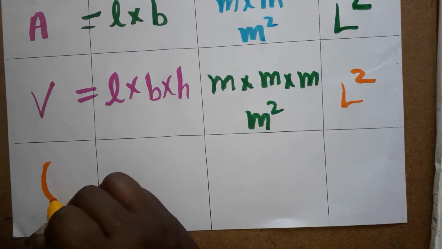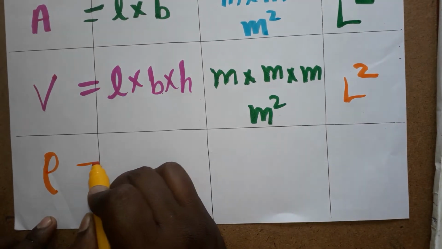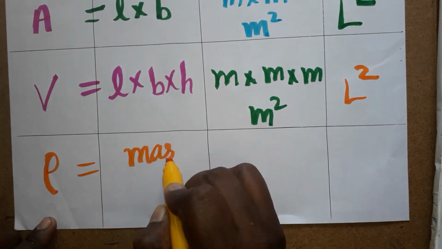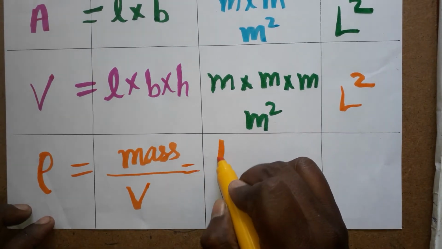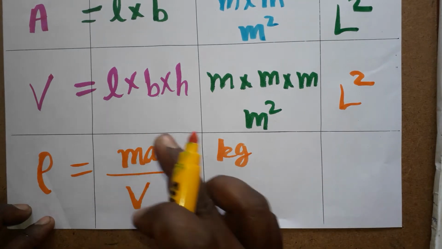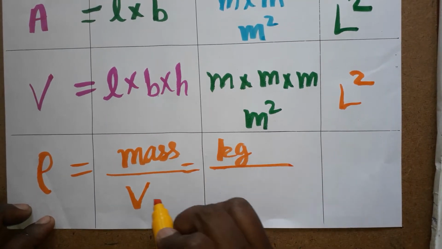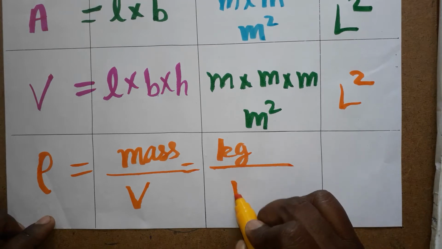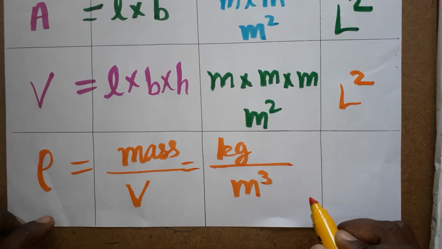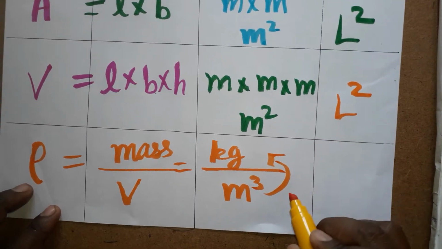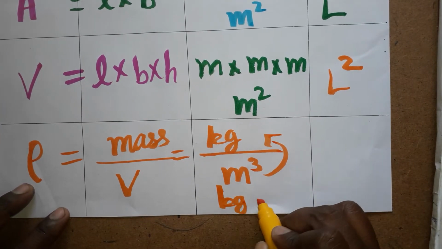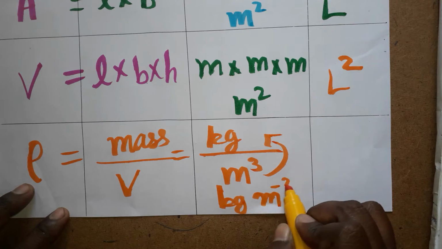The next thing, density. The symbol we can take for density like this. Density is equal to mass per unit volume. So mass has the unit kg, and volume is length into breadth into height, which is meter cube. Taking the meter from the denominator to the numerator, we get kg meter minus 3.